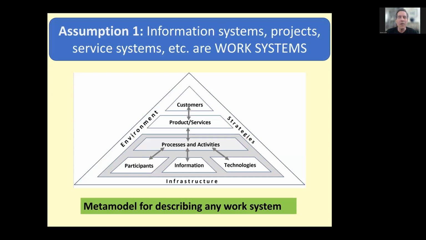The first assumption is that information systems, projects, service systems, and other kinds of systems are all work systems, which can be summarized using the work system framework. In essence, that's a metamodel for describing any work system, because you can identify the participants, the technologies, the processes and activities, and so on.